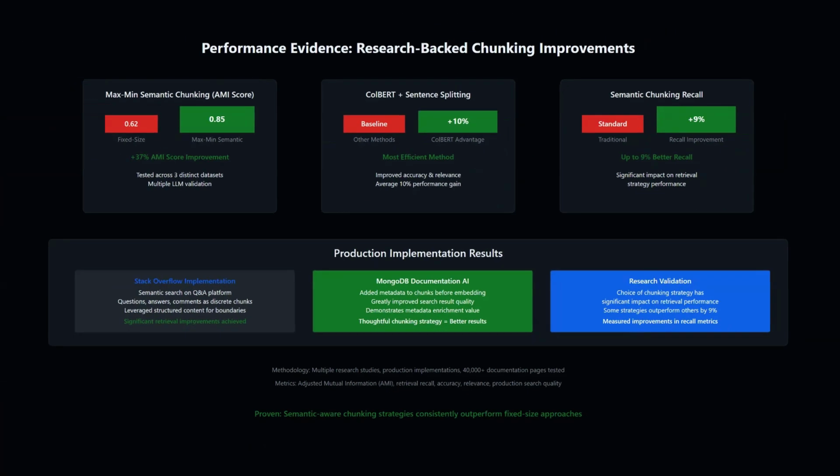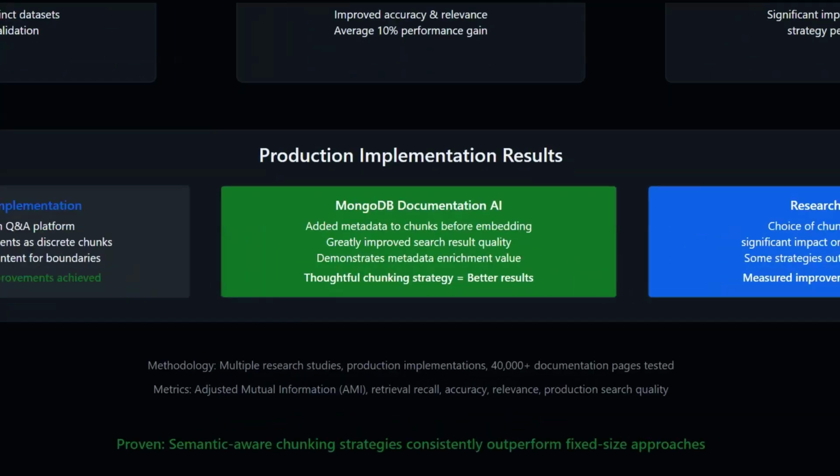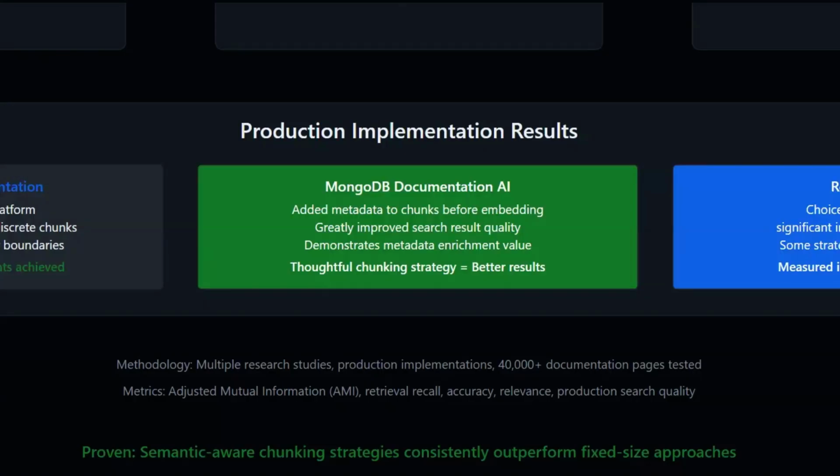Smart chunking transforms fragmented documentation into precision-targeted knowledge retrieval. You go from scattered search results to contextually complete answers. MongoDB's implementation of their documentation AI chatbot showed that adding metadata to chunks before creating embeddings greatly improved the quality of search results, demonstrating the importance of thoughtful chunking strategies in production systems.